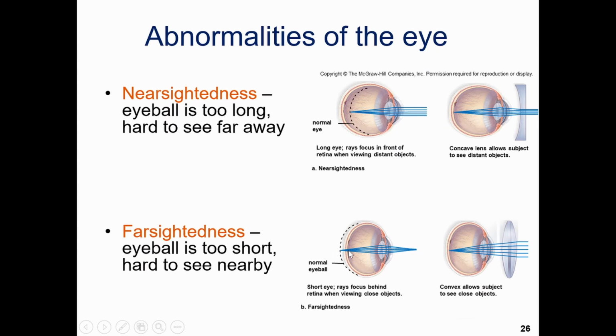Farsightedness is the opposite. The eyeball is too short. It's squished in. And so because of that, it's hard to see things that are close, but easy to see things that are far away. So this person would need a lens that looks a little different.